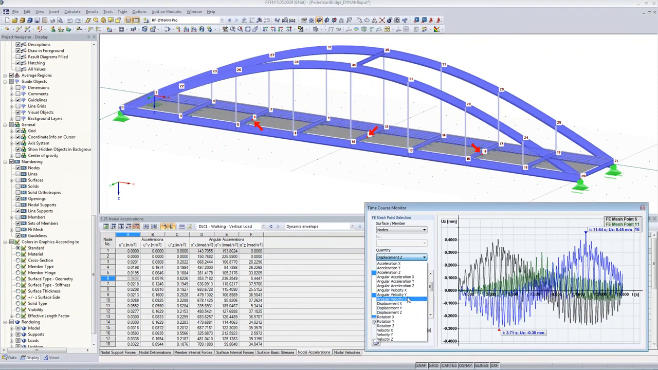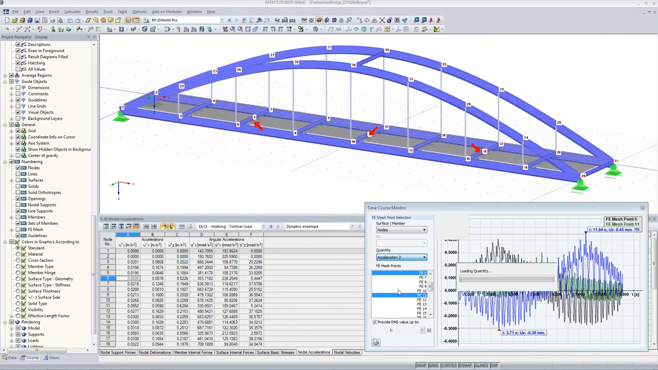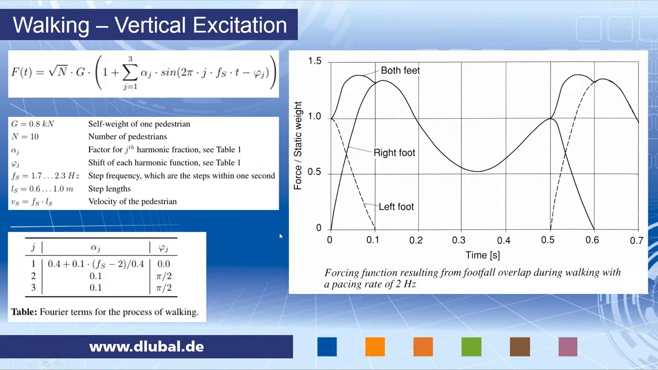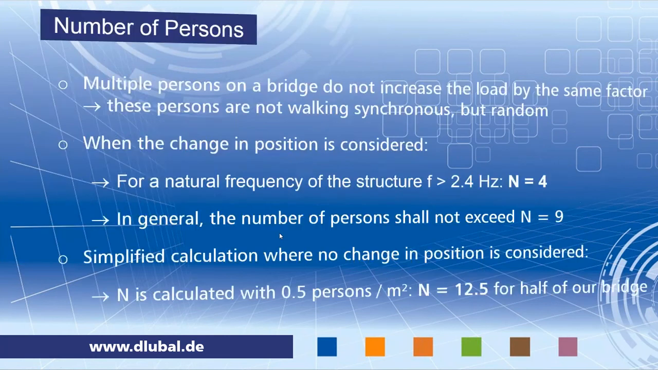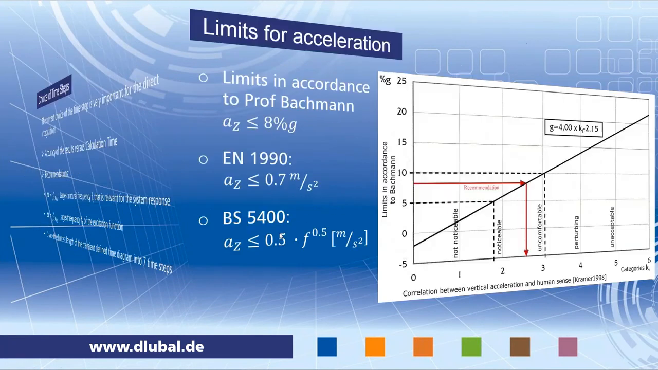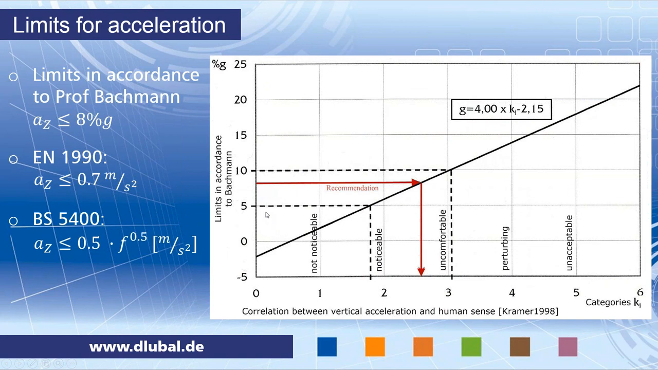The accelerations, I want to discuss quickly the limits of accelerations with you. So I go back to the PowerPoint slide, and that's what we have seen already. So limits of accelerations. You find different suggestions in different literature. So you have the Eurocode, which gives us a limit of 0.7 meter per square second, which is roughly 8% of g, which Professor Bachmann provides. Or you have the British standard, which gives this formula.